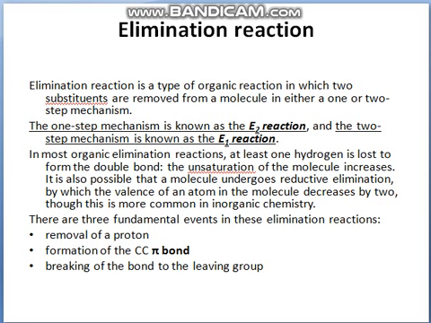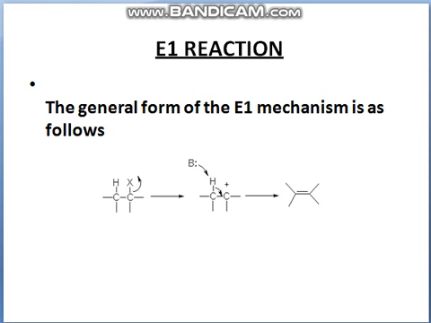It is also possible that a molecule undergoes reductive elimination, by which the valency of an atom in the molecule decreases by 2, though this is more common in inorganic chemistry. There are three fundamental events in these elimination reactions. One is removal of a proton, formation of a pi bond between carbon and carbon, then breaking of the bond to the leaving group. This is the general form of the E1 reaction. Here B is the base and X is the leaving group, which is a halide.